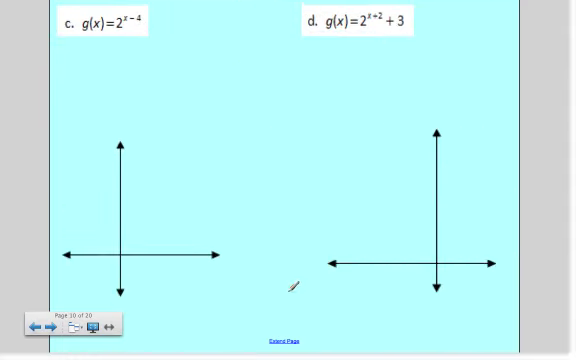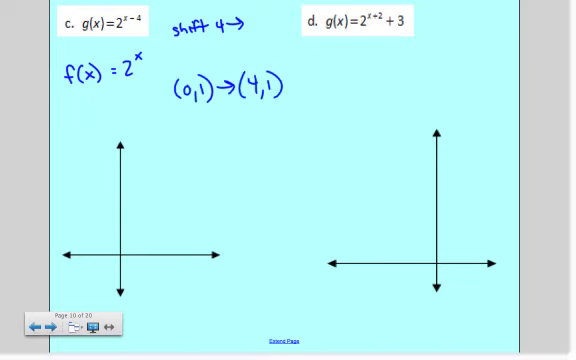All right, now we're going to go to some that require a little bit more. Okay. Here we go. So this one requires a little bit more thinking, and what we're looking at is we're going to shift our parent function 4 to the right. So our point, if we look at our parent function f of x equals 2 to the x, our point 0, 1 is going to become the point 4, 1. Now look back up here. When we plug 4 in to that function g, notice that 4 minus 4 is 0 and 2 to the 0 is 1. So what is going to happen is we are going to shift our x values 4 to the right but keep the same y value.